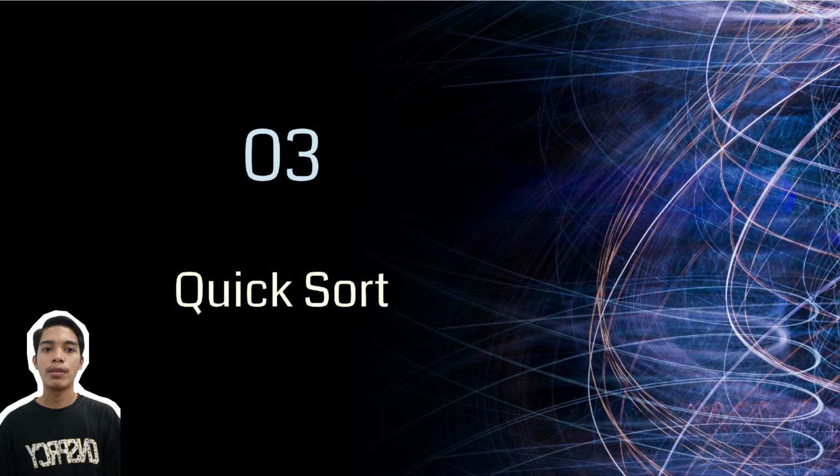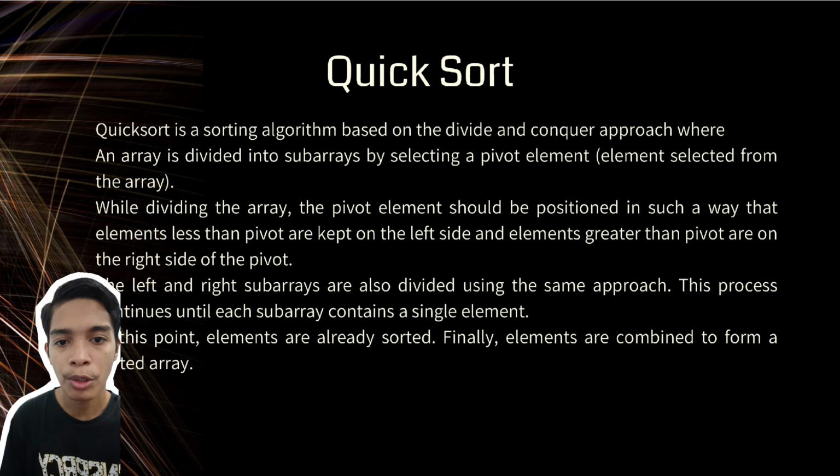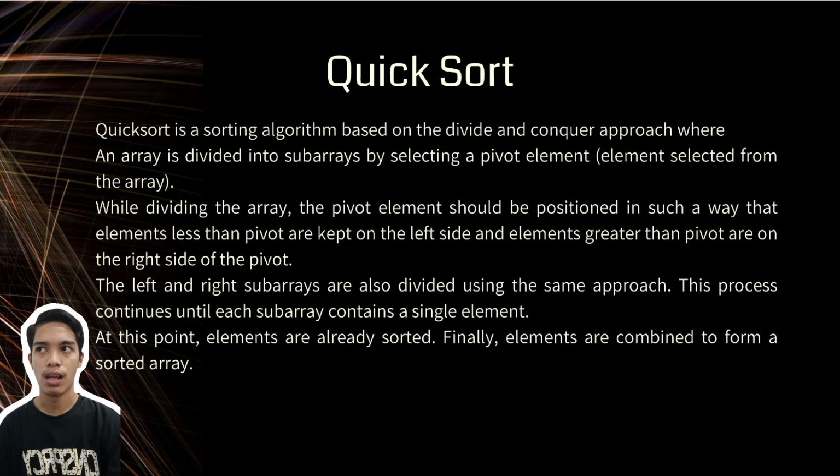Next I will explain the third material, which is quick sort. Quick sort is a sorting algorithm based on the divide and conquer approach, where the array is divided into separate parts by selecting a pivot element from the array.